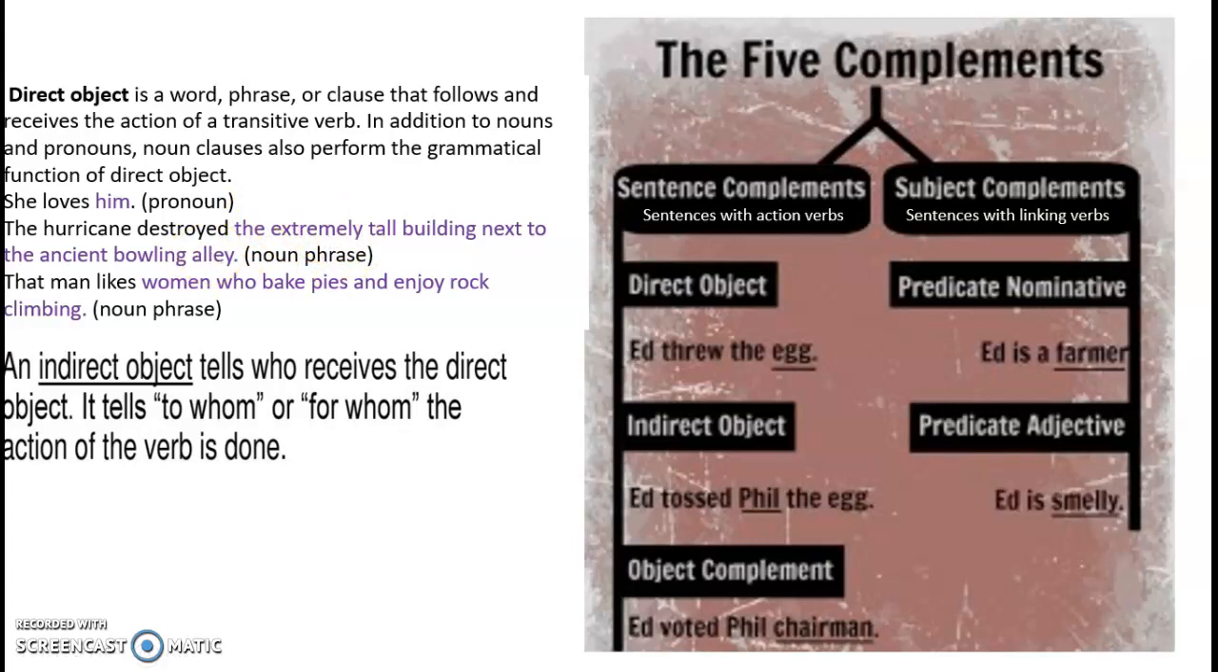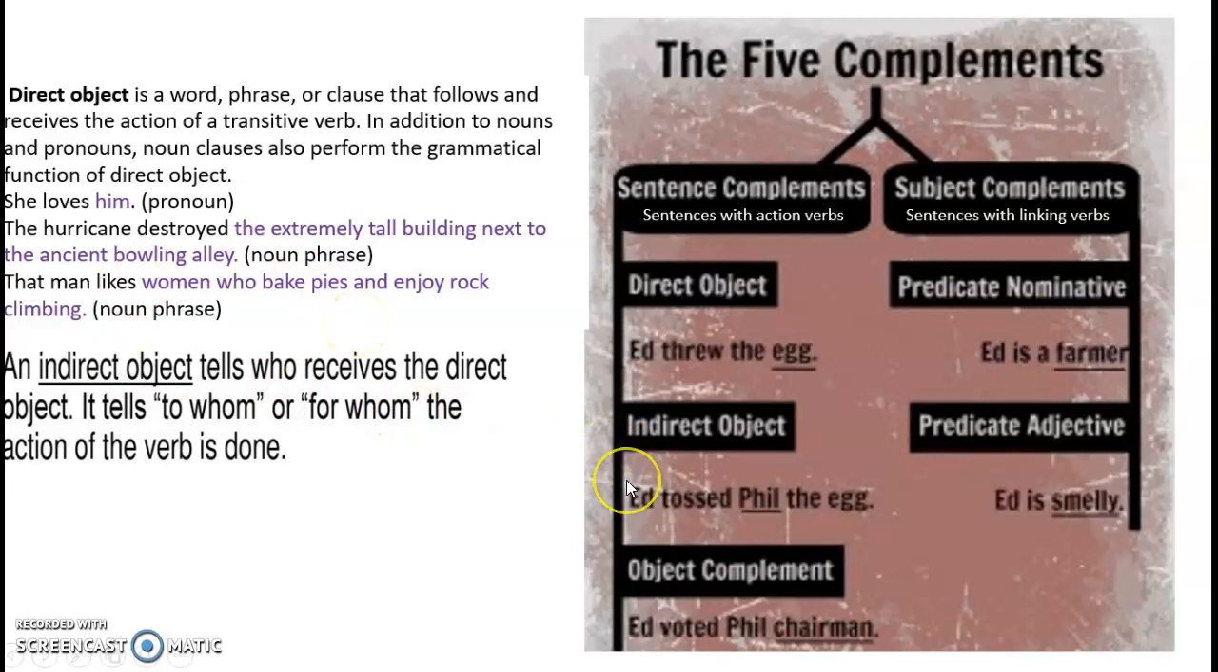this means that it's a direct object. The man likes women who bake pies and enjoy rock climbing. Another noun phrase. The man likes them. So we can replace all this with an object pronoun, them, and it means that we have a direct object which is receiving the action likes. And remember, sometimes words, for example likes, can be transitive or intransitive, so it will depend on the context of the sentence.